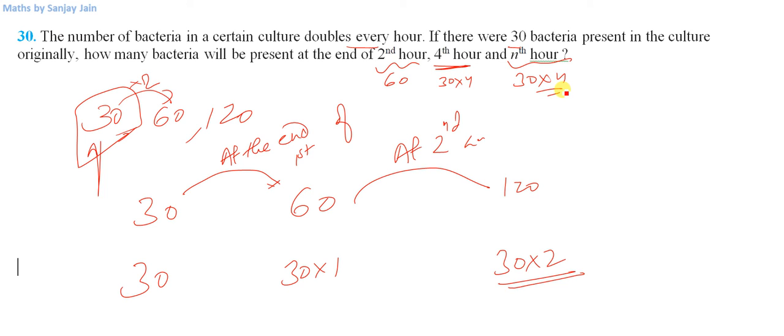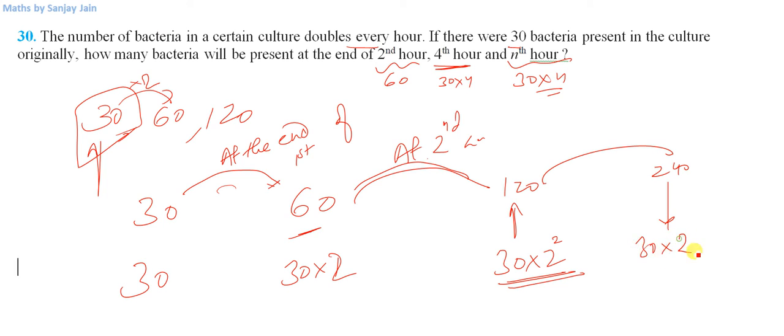No, there is a mistake. I am making a mistake here. Because this is getting doubled at the end of every hour, it is getting 30 into 2 here and 30 into 2 squared here. And after this it will be 240. So that will be 30 into 2 raised to power 3. Right? This was a mistake on my part. So at the end of every hour it is getting multiplied by 2.